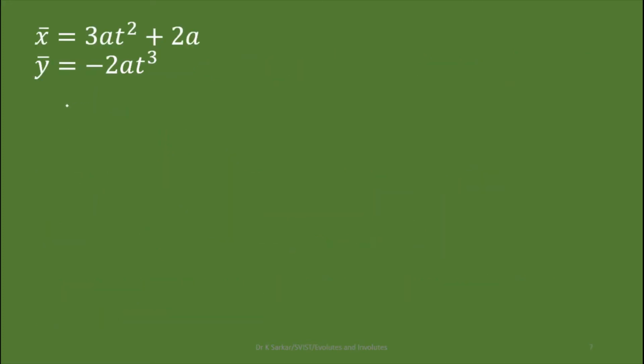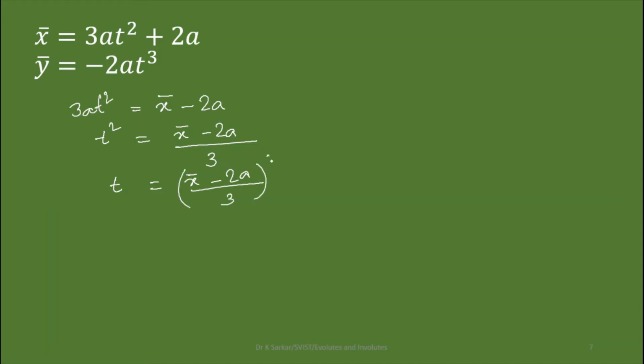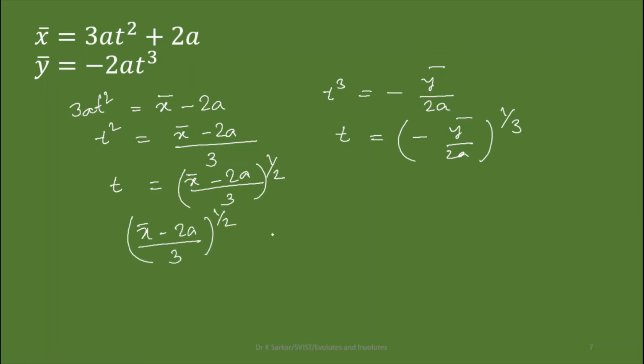Let us eliminate t from these two equations. From the first equation, 3at square is x bar minus 2a. T square is x bar minus 2a by 3 and t is x bar minus 2a by 3 power half. From the second equation, t cube equals to minus y bar by 2a and t is minus y bar by 2a power 1/3. Now comparing these values, x bar minus 2a by 3 power half equals to minus y bar by 2a power 1/3.